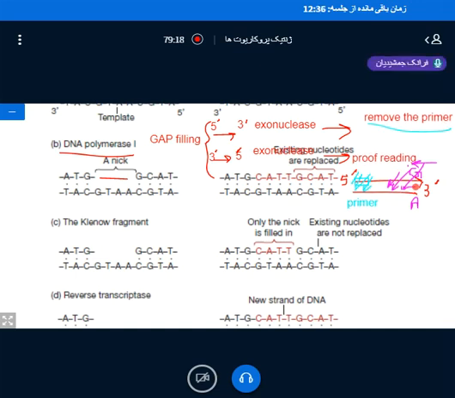So listen to me. DNA polymerase 1 has two exonuclease activities. The first one is 5' to 3'. By the 5' to 3' exonuclease activity, it can remove the primer, and by the 3' to 5' exonuclease activity, it can remove a wrong nucleotide. What does it mean? It means proofreading activity. Proofreading activity. Understand?